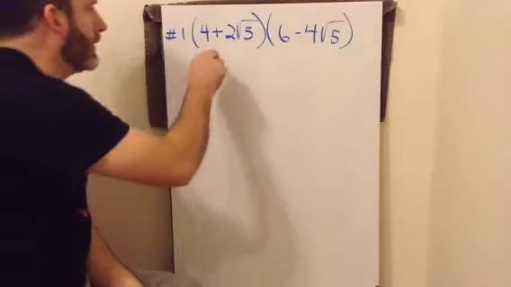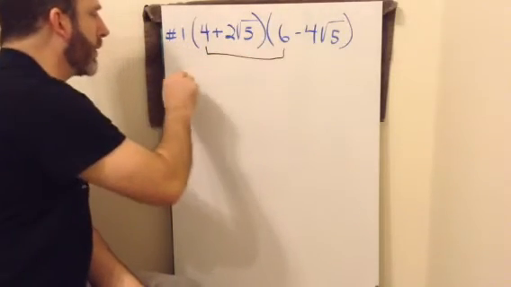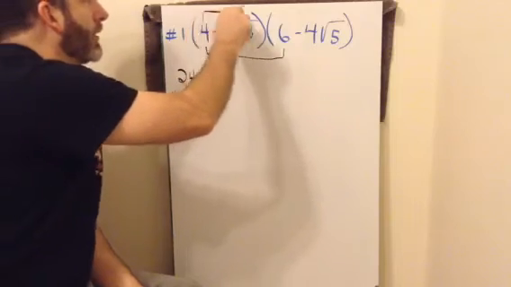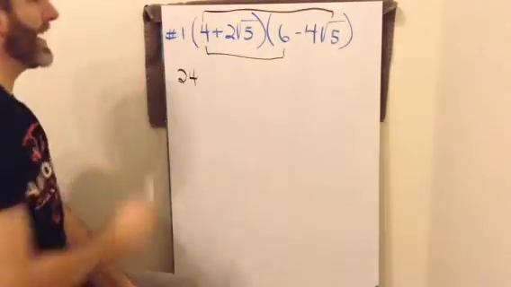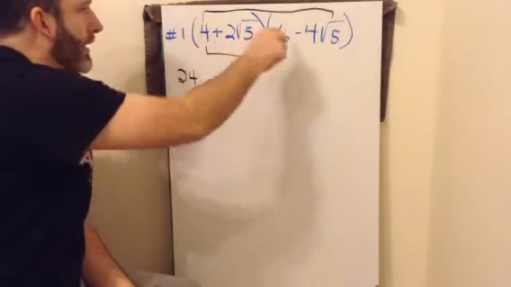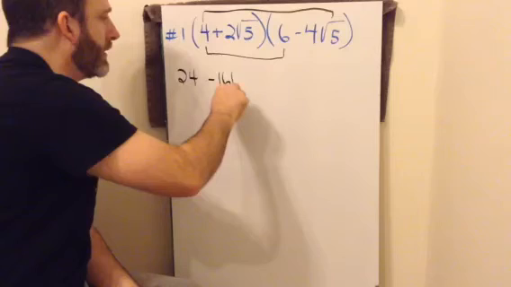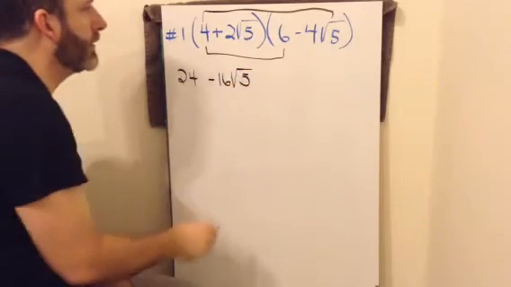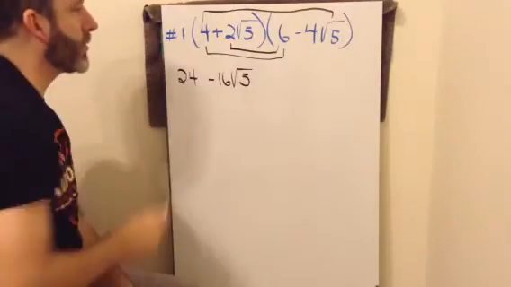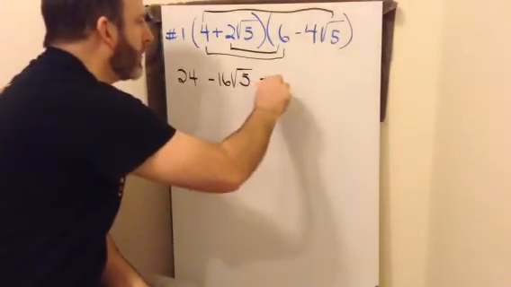Here I'm going to do FOIL. 4 times 6 is 24. That's the first. The outer: remember, the 4 is not in the radical. So 4 times negative 4 square root of 5, coefficient times coefficient, we get negative 16 square root of 5. The inner, 6 times 2 square root of 5, 6 times 2 is 12.